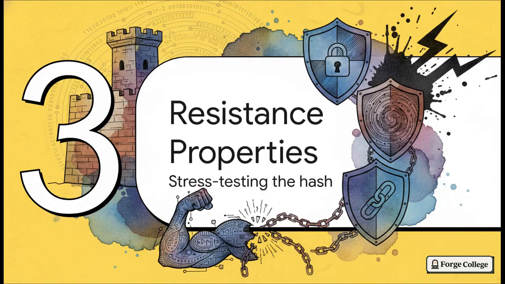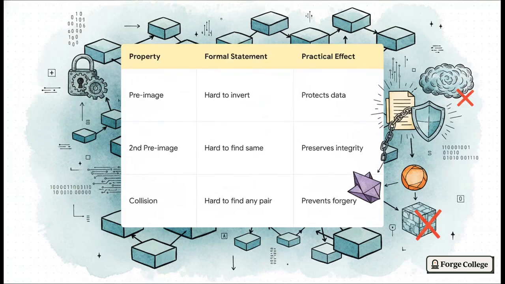Section 3, the 3 resistance properties. Stress testing the hash. Having a predictable, fixed-size machine is nice, but blockchains live in a pretty hostile world. Let's stress test this machine against attackers. Each specific resistance you see here maps directly to defeating a different kind of threat. First up, pre-image resistance means it is mathematically impossible to reverse engineer the original data just from the hash. There is simply no unbaking the cake.